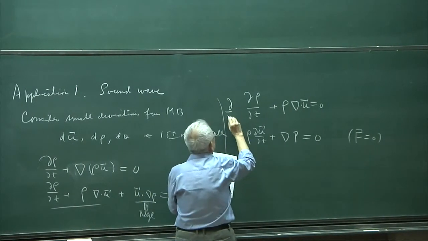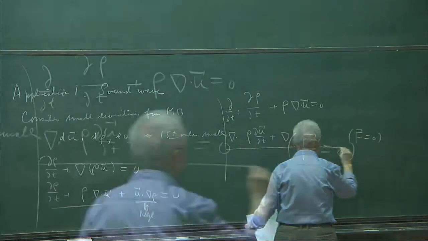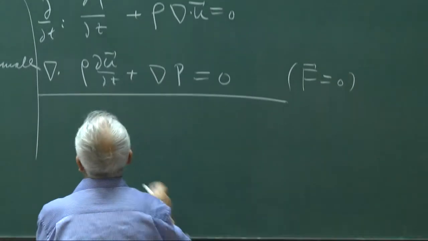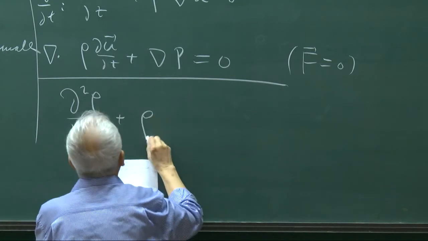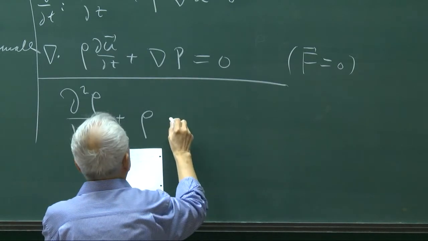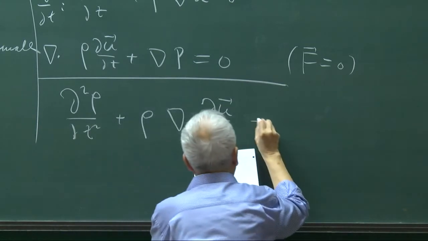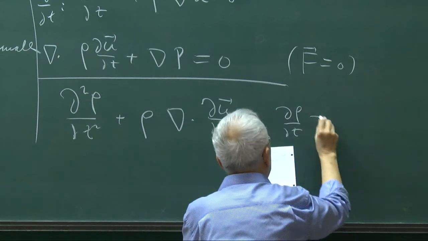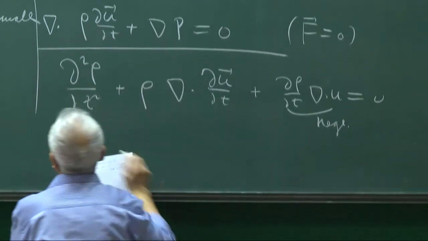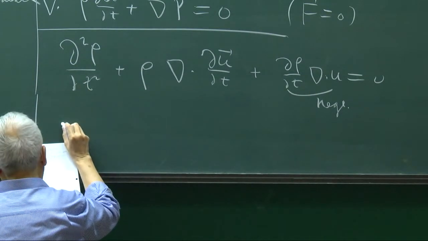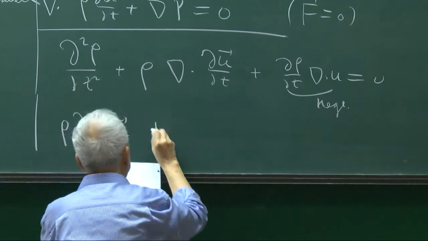Now you take d/dt of this equation. You take gradient of this equation. From the first operation, you get d2 rho dt squared plus rho times gradient of du dt plus d rho dt times divergence of u. But this is second order small, so you neglect this. From the second, you get rho d/dt divergence of u plus Laplacian of t.